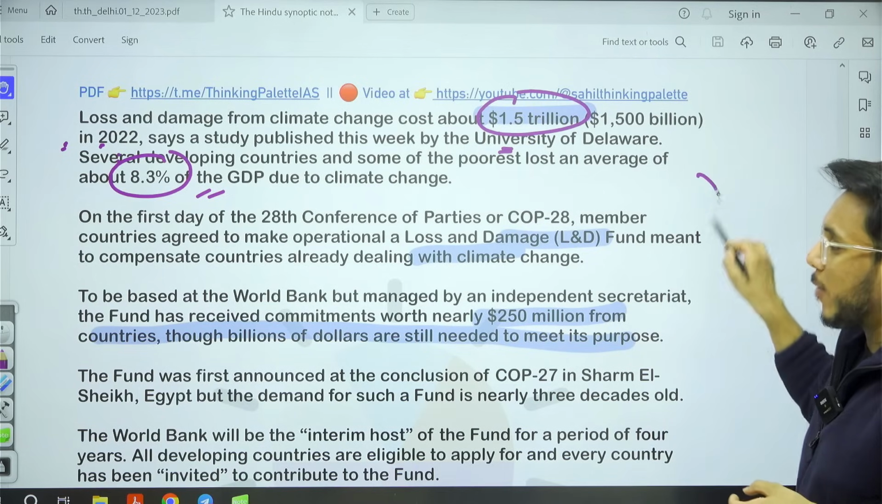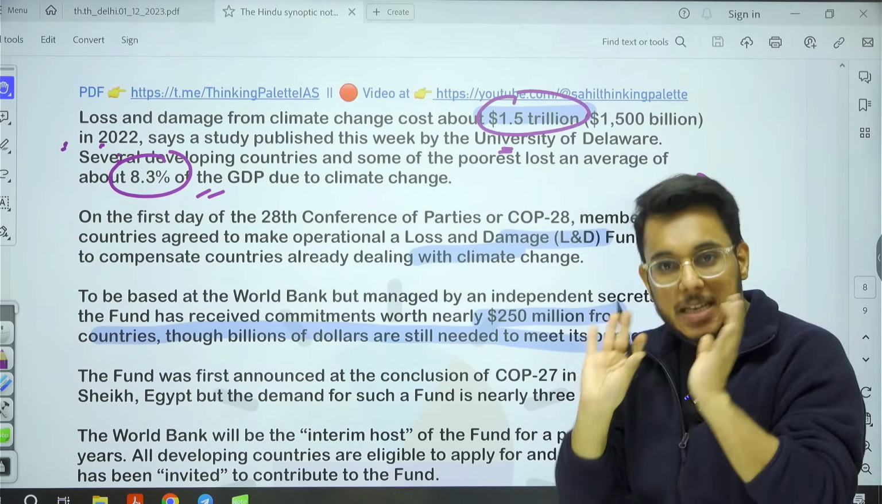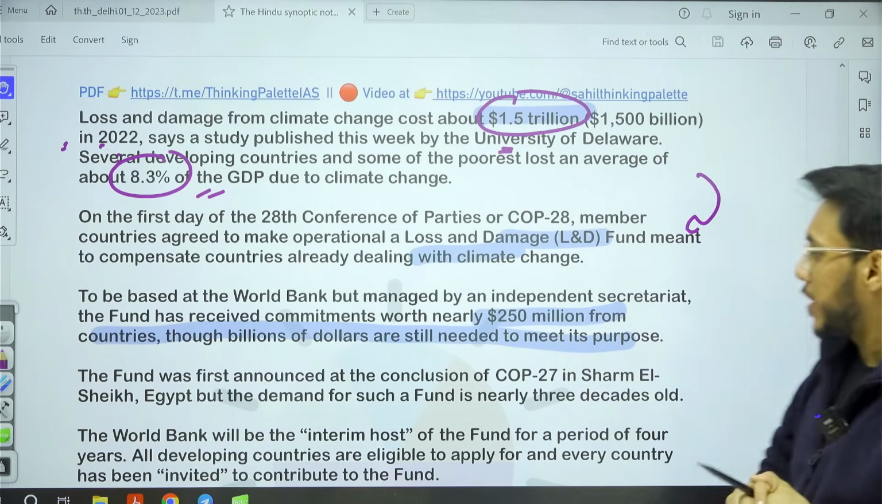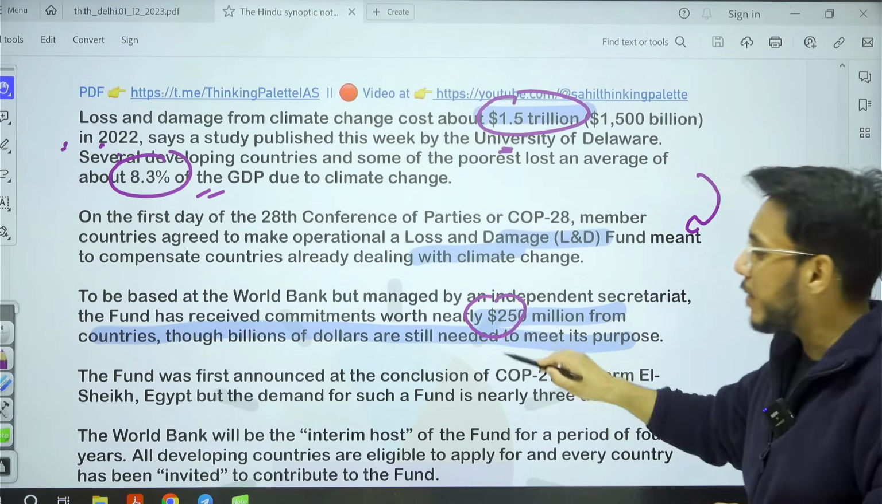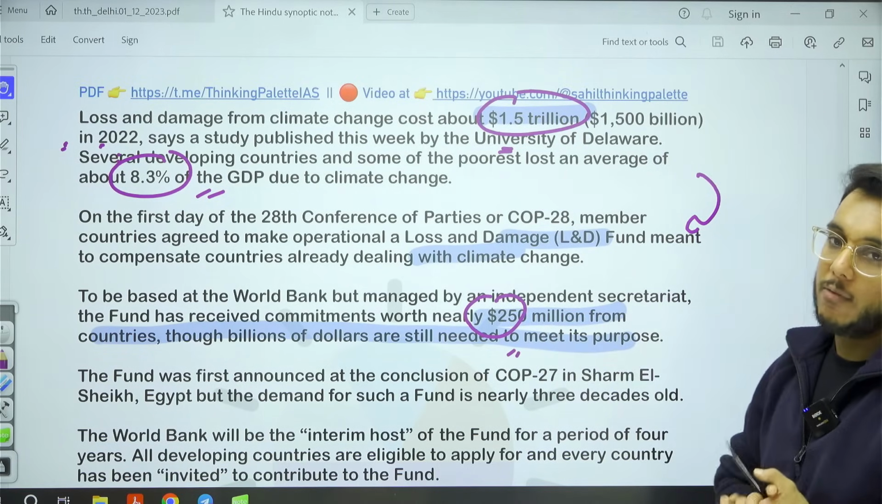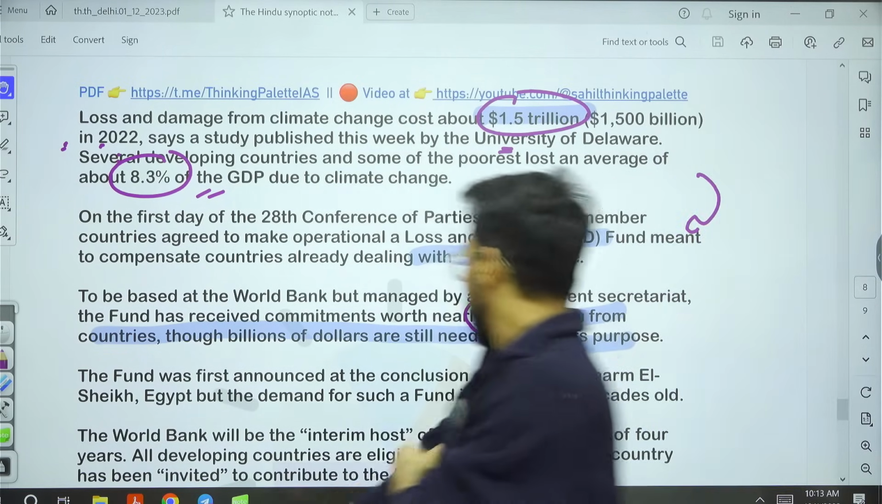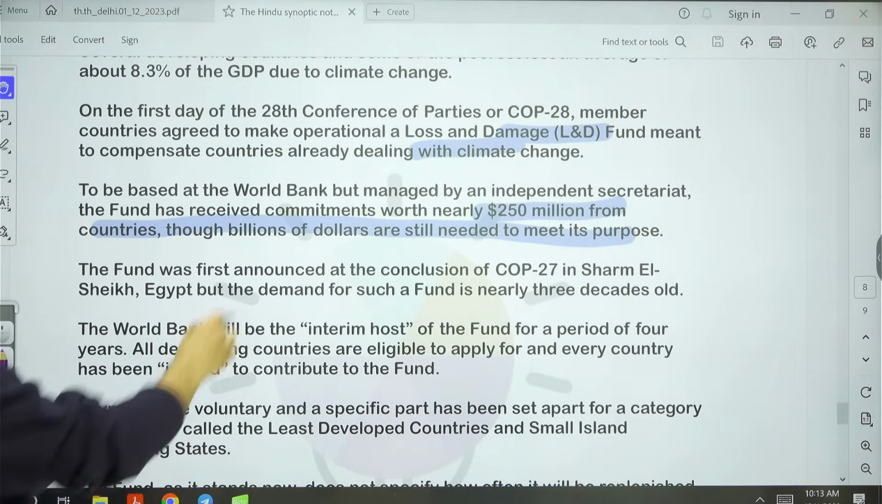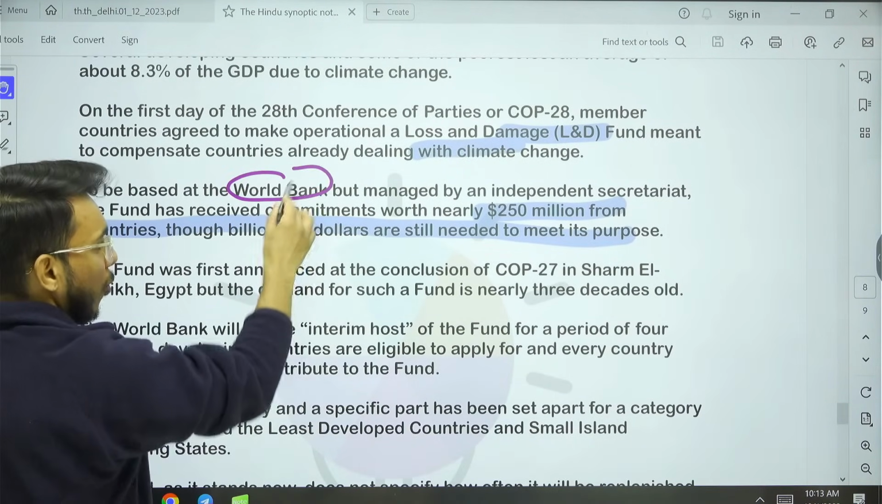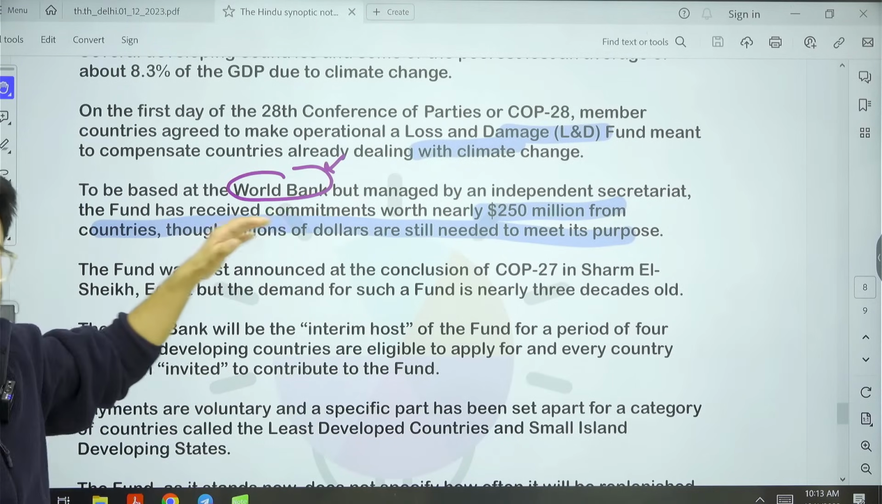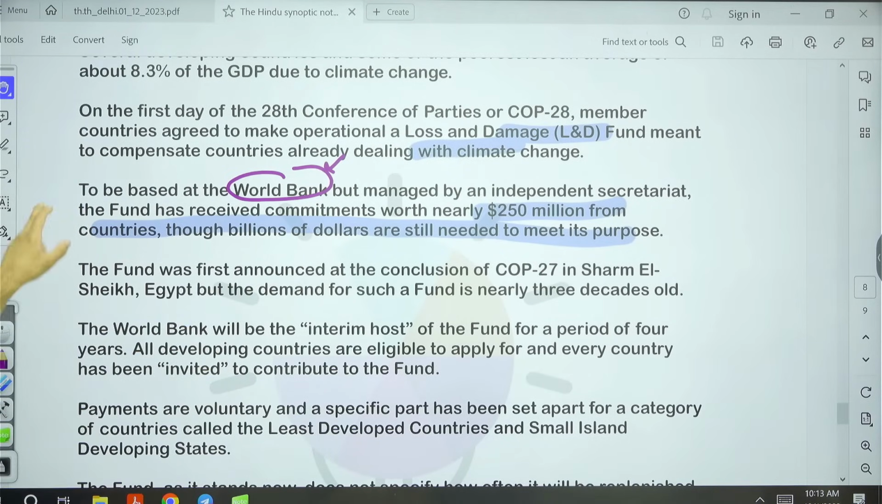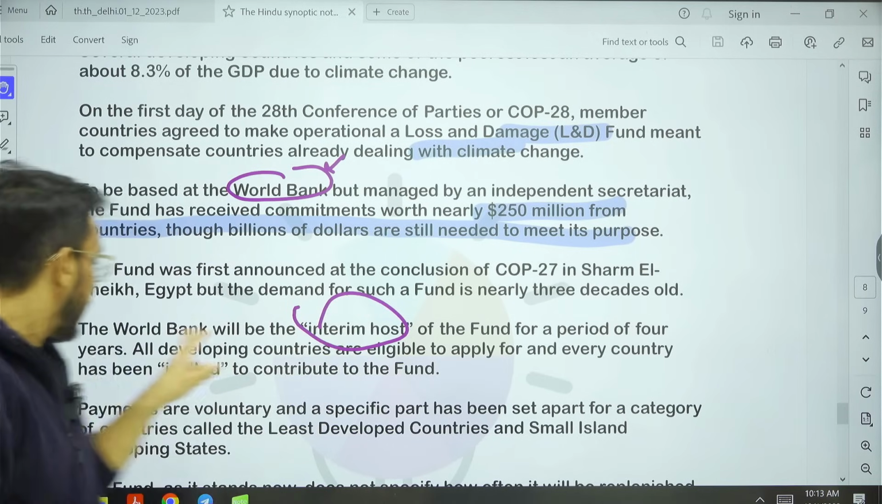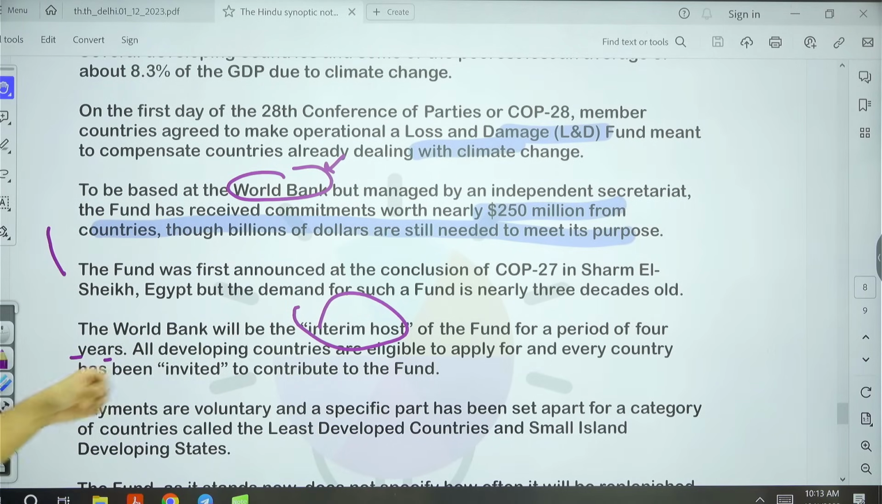Okay. And now, guys, what has happened? This has been formally launched, and already $250 million have been given to this particular fund. This fund will be based at the World Bank. The World Bank will be hosting this fund, and it will be the interim host for 4 years, after which some other mechanism will be seen.